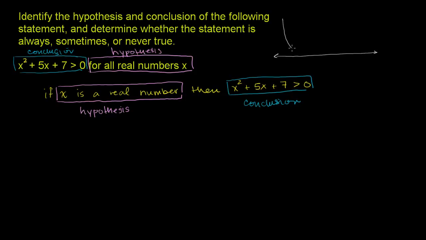So if the parabola looks like this, then for any x you pick, the value of x squared plus 5x plus 7 is always going to be greater than 0. If the function looks like this, then you're going to have some values for x where it's greater than 0, but you're going to have some values for x where it is equal or less than 0. So we have to determine whether it sits above, or on or below the x-axis. And that's the y value of the vertex.